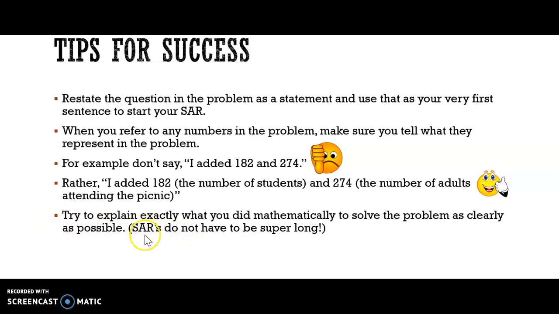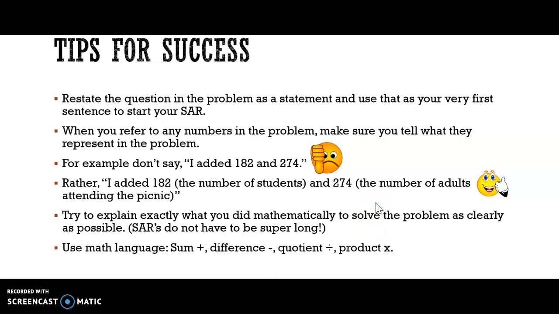Try to explain exactly what you did mathematically to solve the problem as clearly as possible. Here's the other thing, guys: SARs don't have to be super crazy long. You can make them short and sweet and get to the point without making it really long. And you want to try to use that math language. You want to try to sound as smart as you possibly can by using those teacher kind of words like sum and difference and quotient and product and total.